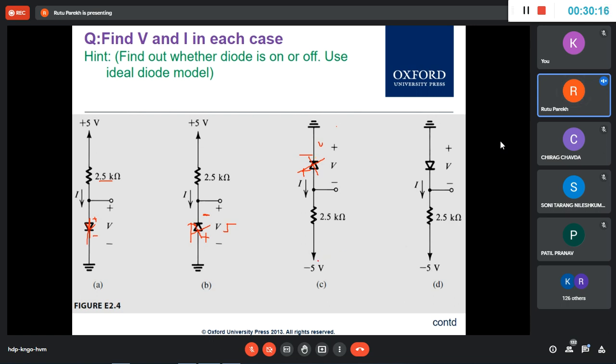Just remove the diode and the current is what? 0 ampere. Yes, and all this voltage will appear here. See here, minus means this is the minus terminal and this is plus here. Okay, and here it is, so all this will come here. So this will be 5 volt here.